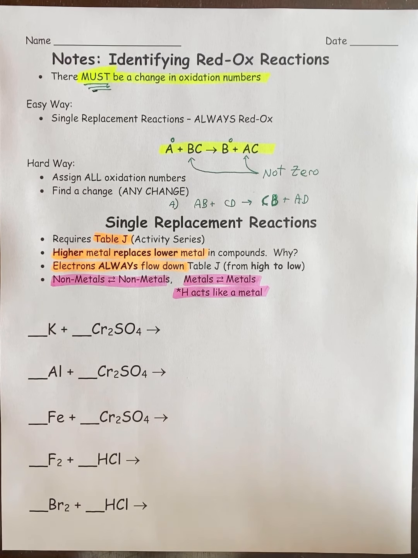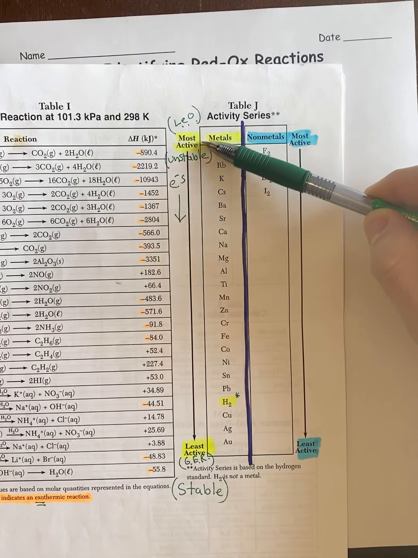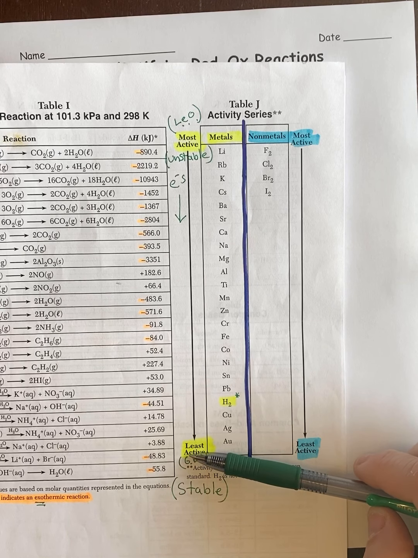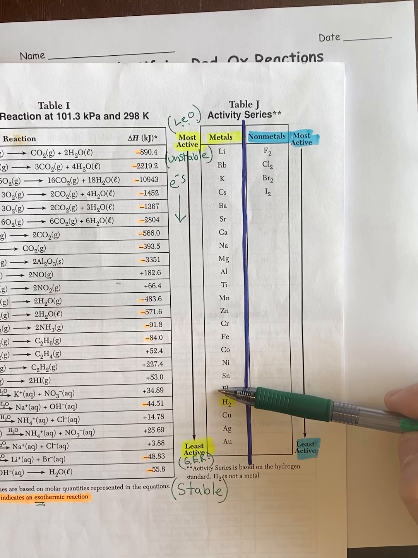Now, to predict the products of a single replacement reaction, we're going to need table J. So table J is called the activity series. Now, a couple things about it. We're going to use this for this topic. We also use it for predicting batteries. It's usually our first step for batteries, but the same rules apply. Electrons always flow down table J. Higher metals replace lower metals on table J in compounds.